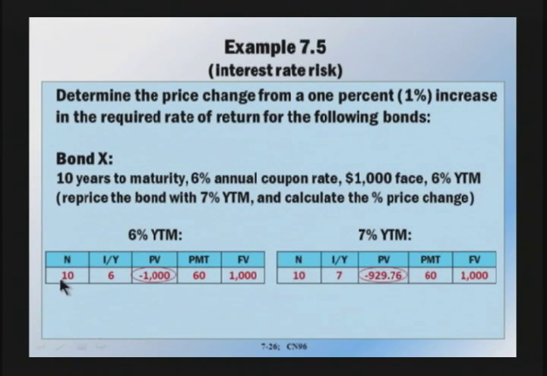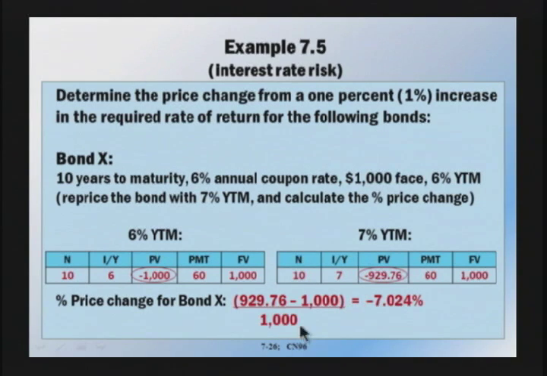So it's a 10-year bond, initially discounted at 6% per year. It pays $60 annual coupon payments and $1,000 par value at maturity, so it's sold for its par value. When we discount those cash flows at 7%, then the bond's price falls down to $929.76. So the bond price has fallen from $1,000 to $929.76. It's gone down by a little more than $70 on a $1,000 starting price. So the bond has lost about 7.024% of its value. By declining a little more than $70, it's lost about 7% of its $1,000 price.